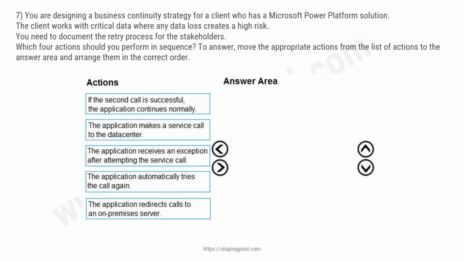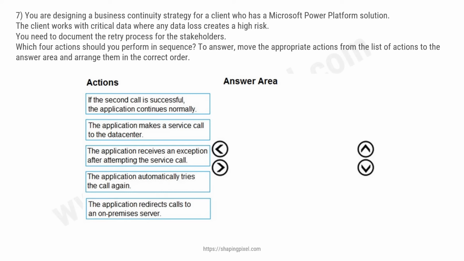So we have the following actions. If the second call is successful, the application continues normally. The application makes a service call to the data center. The application receives an exception after attempting the service call. The application automatically tries the call again. The application redirects calls to an on-premises server.